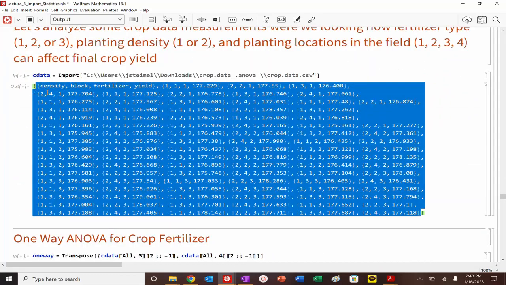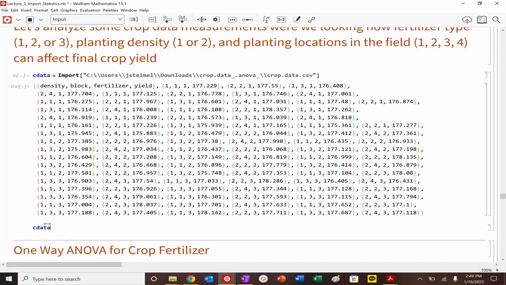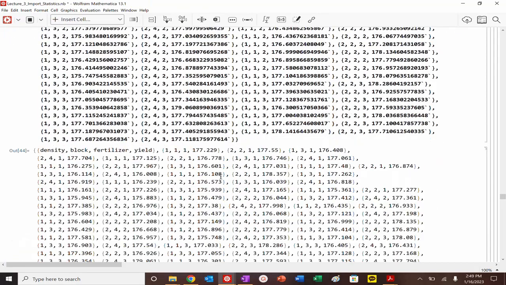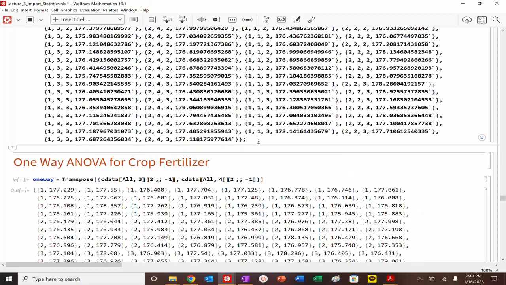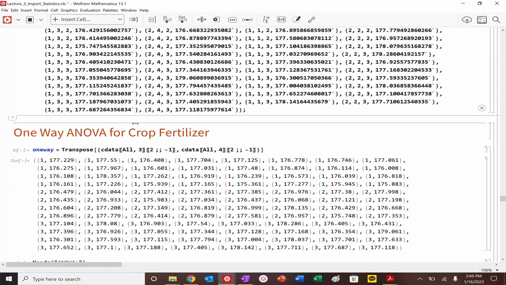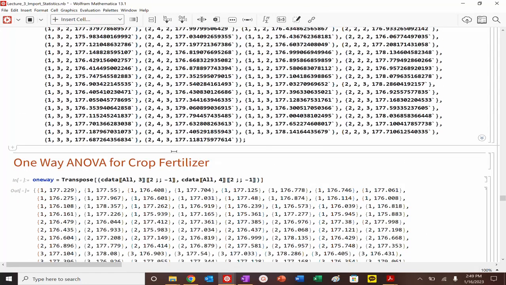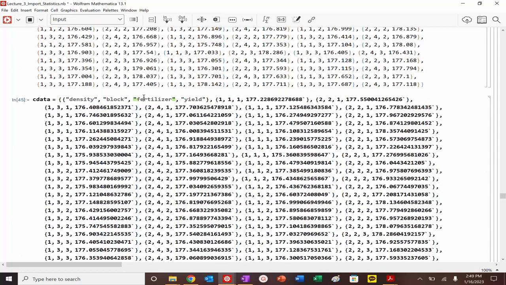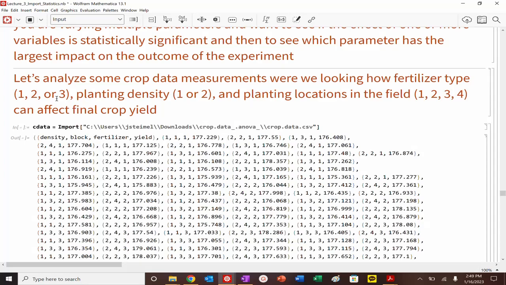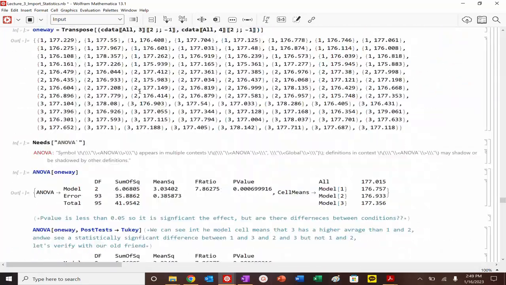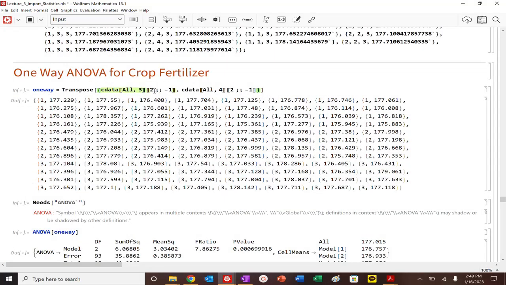I don't know if I have this on the computer, so I'm just going to look at this. We call this seed data. So you're all experts in that anyway. So let's go ahead and do a one-way ANOVA. I want to see, does my fertilizer, the third value in here, fertilizer type 1, 2, or 3, have a significant impact on my yield, my output?